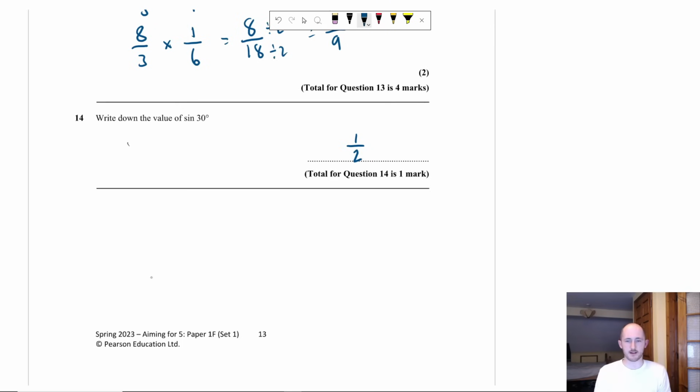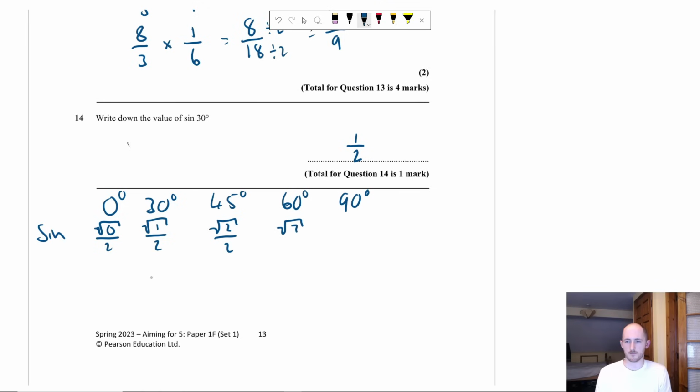For the values of sine that you need to know: 0, 30, 45, 60, and 90, okay? And this is for sine. All you're going to do is go up in ones. So you're going to do square root of 0 over 2, then I'm going to increase it by 1 each time. That's it. Can you see, all I'm doing is counting? 0, 1, 2, 3, 4.